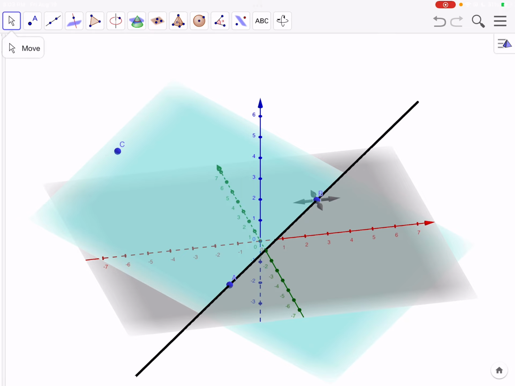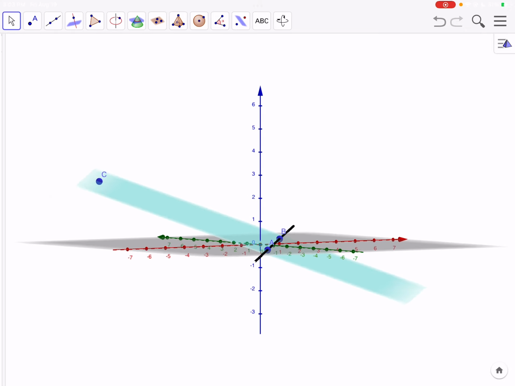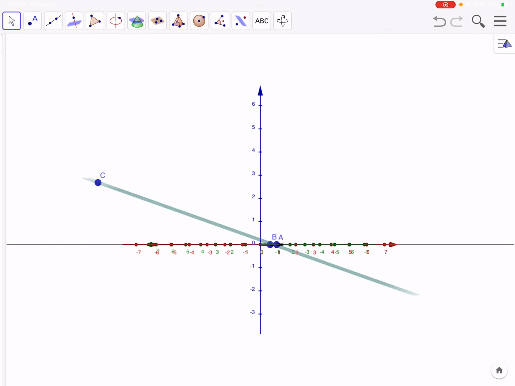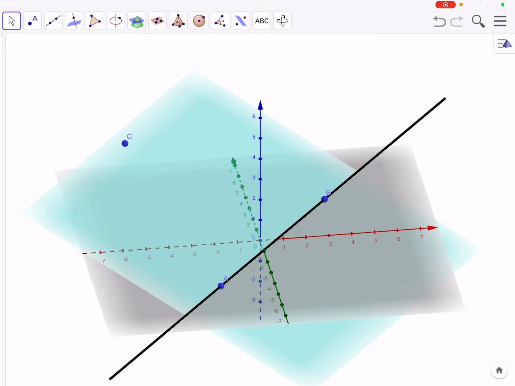Where do the planes hit each other? Look at the blue plane and the gray plane. Isn't it that line AB? So one of the things you need to know is that when 2 planes intersect, they form a line. And how many planes can go through any given line?